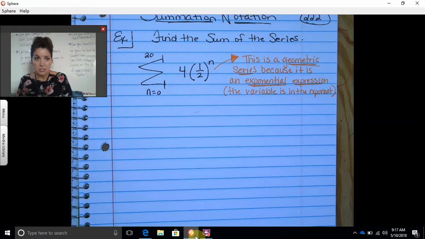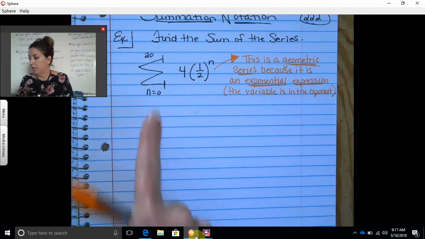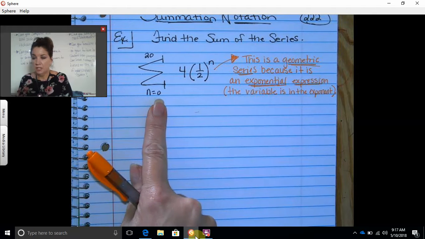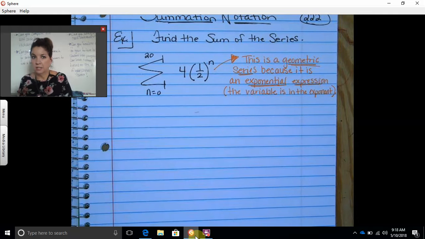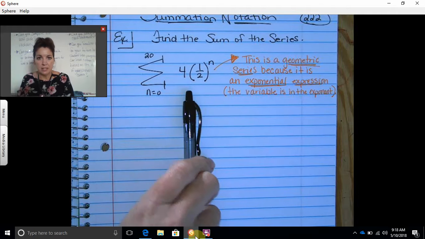Okay, so they want us to find the sum of the series. If I substitute in 0 for n, all the way through 20, I have to add that up. So if I substitute in 0, 1, 2, 3, 4, all the way through 20. Since it's geometric, the sum of a series for geometric has a different formula.